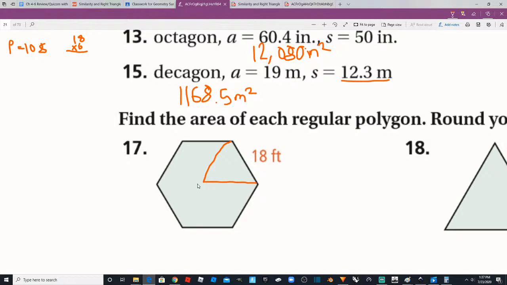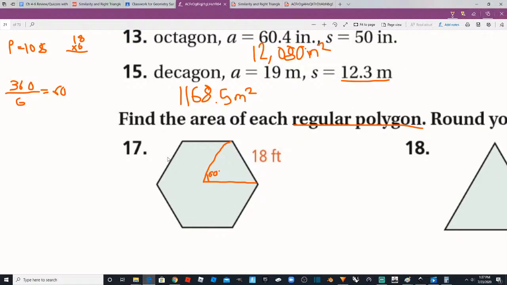We need to find the central angle. Since this is a regular polygon, we can find the central angle of this triangle right here. The formula is you take 360 and divide it by the number of sides. So we have 6 sides, so we have 60 degrees for this triangle. Okay, so this little part right here is 60 degrees.